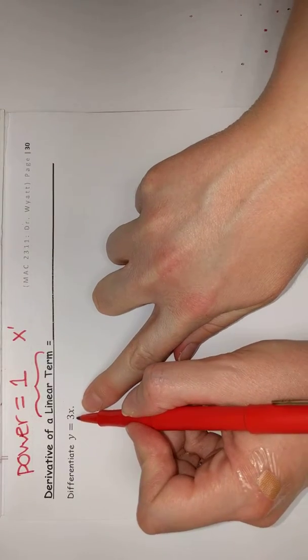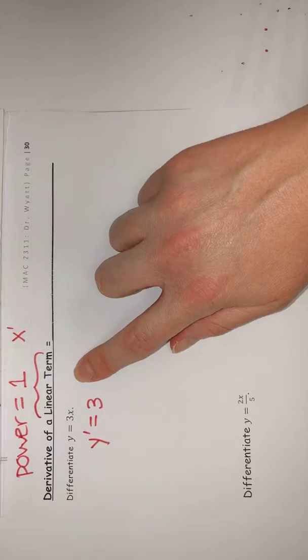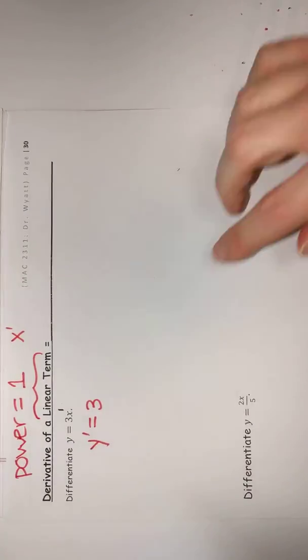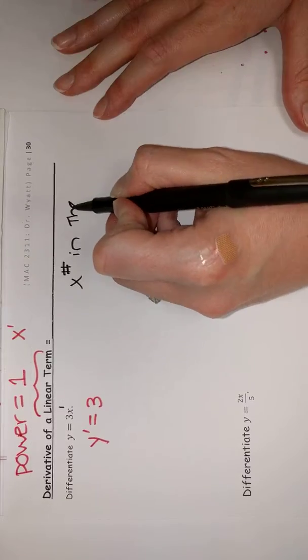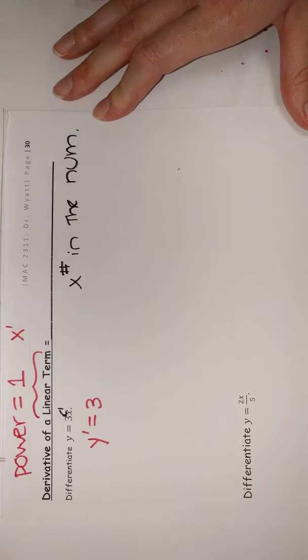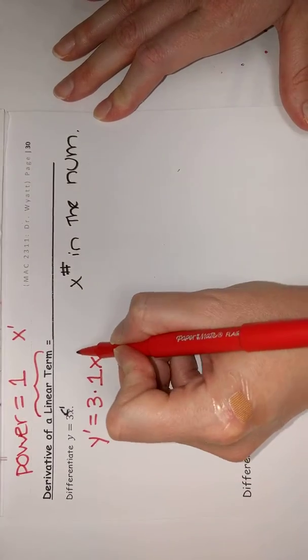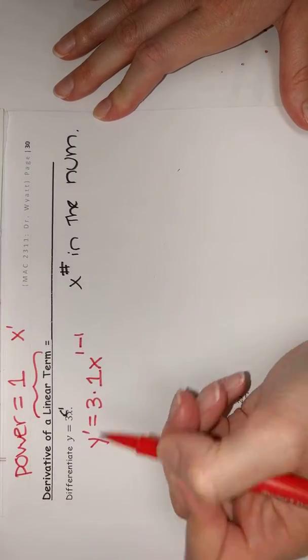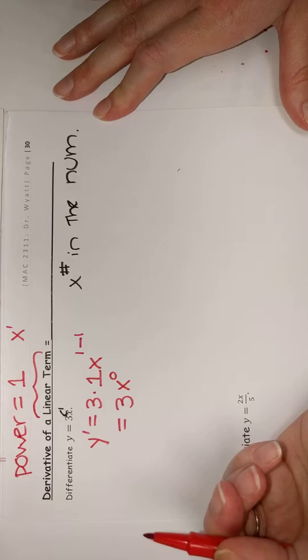Alright, so when we are differentiating y is equal to 3x, what we notice here is that the 3 is a constant coefficient, so we can carry the 3 along. And then this x to the first has the structure of the power rule, where we have x to a number in the exponent. So if we just blindly applied the power rule, we would bring down the 1, so we would have times 1x, and then we would subtract 1 from the exponent. So 1 minus 1 would give us 0. So we would have 3x to the 0 power.